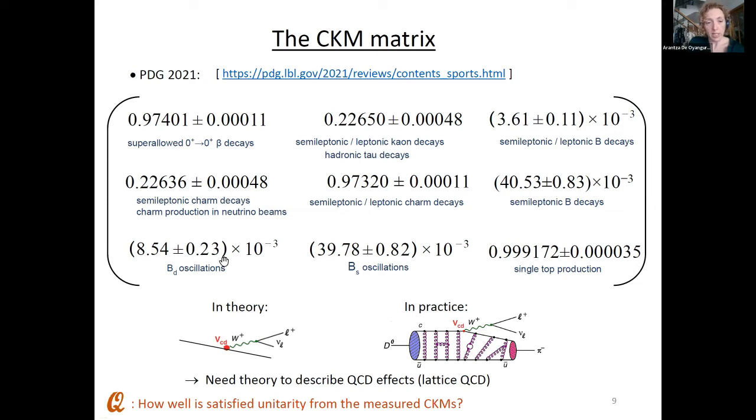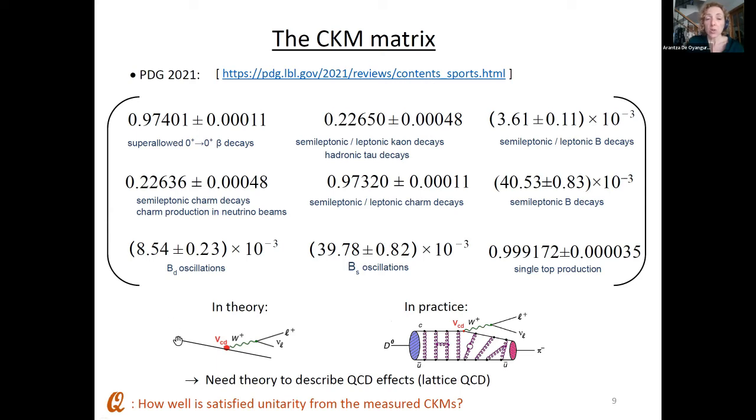Then what else? This is obtained from Bd oscillations. The precision that they have reached at present is very high, so you have a few percent. And one of the elements which is less well measured at present is this one, the Vub, which gives the transition between the third and the first generation, and it is still not very well known. Also the Bs oscillations have to be improved a bit.